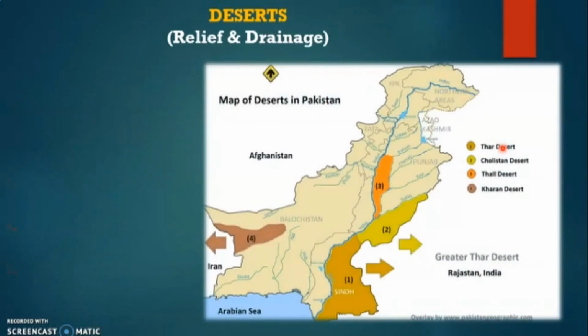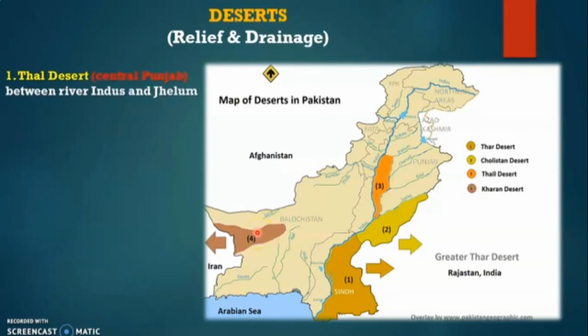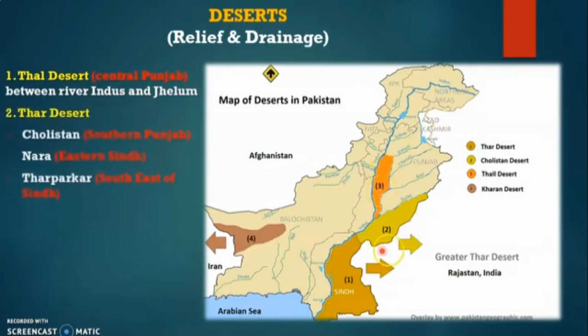The last one we have is deserts. You could see the location over here regarding the deserts. For example, we have the yellow portion over here, which is one desert, and then the second, the third, and the fourth. So let's discuss these. Number one over here is Thal Desert, that is central Punjab between river Indus and Jhelum, where you could see the pointer. Number two, we have Thar Desert, which is basically divided into three: Cholistan, southern Punjab, this portion. Please watch the pointer carefully. Then Nara, eastern Sindh, this portion, and Tharparkar, that is southeastern Sindh. That is the third position regarding the Thar Desert.